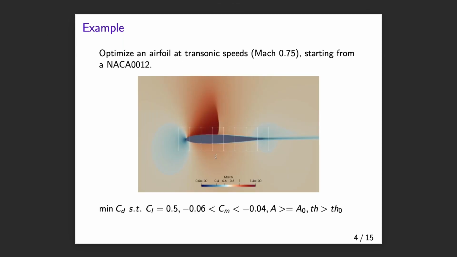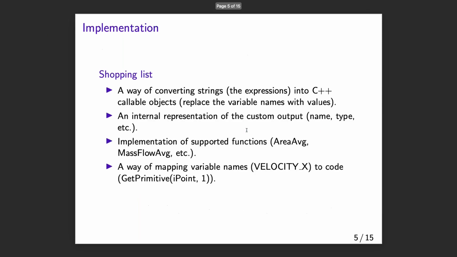And so I will obviously use everyone's favorite subsonic airfoil, NACA 0012, but put it at transonic speeds, and then minimize drag with a lift constraint and a pitching moment constraint, and also two geometric constraints, one on the cross section of the airfoil and the other one on the thickness. And this is the FFD box being used to manipulate the geometry.